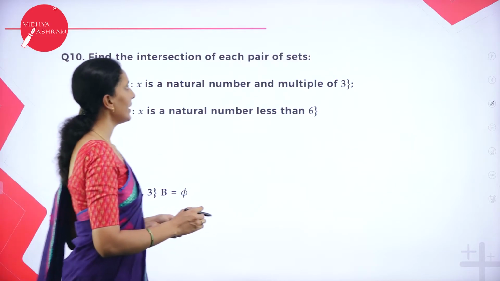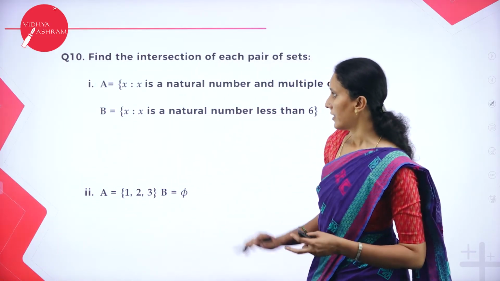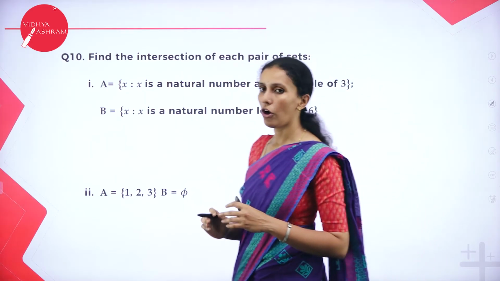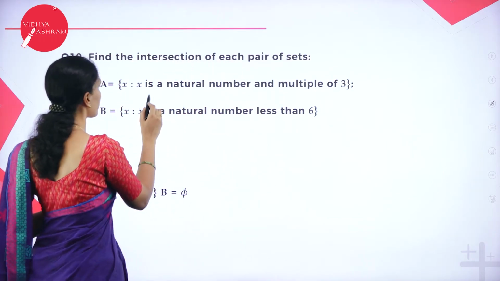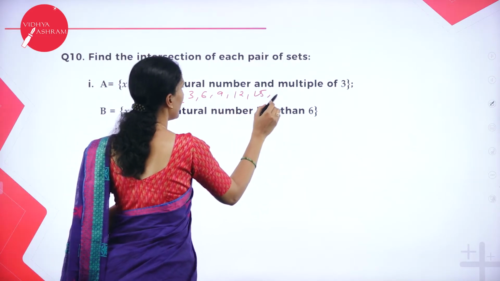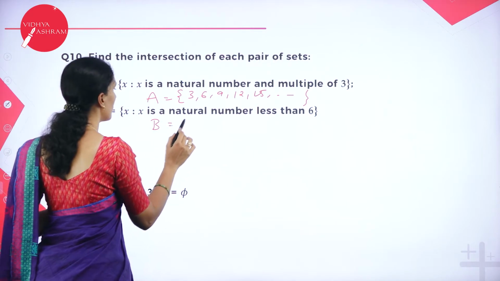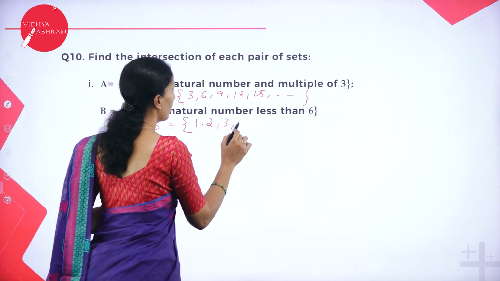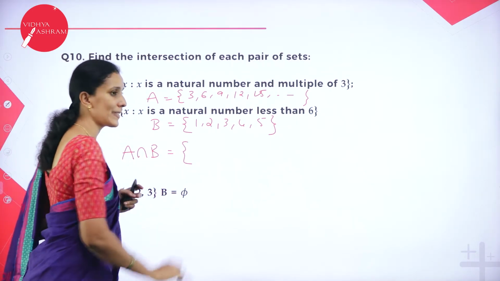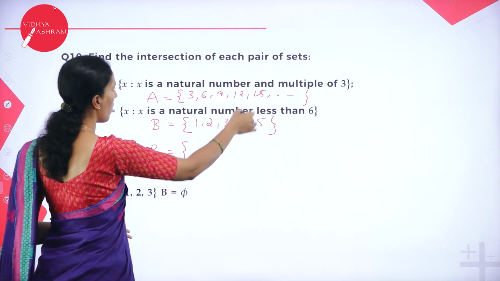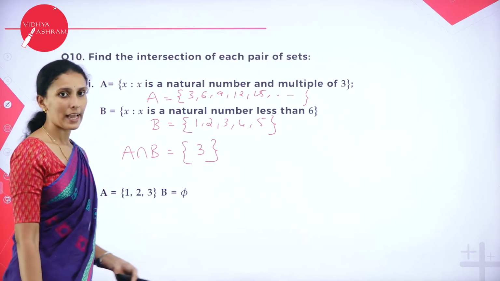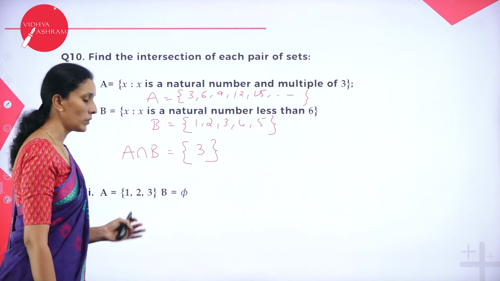Next, find the intersection of each pair of sets. The same question is taken as for union. X is a natural number and a multiple of 3. Again, A is 3, 6, 9, 12, 15, etc. Here B is 1, 2, 3, 4, 5. So what is A intersection B? Intersection represents only the common elements. What are the common elements here? Only the number 3. So your A intersection B is {3}. Next we have A as {1, 2, 3}, B as empty.